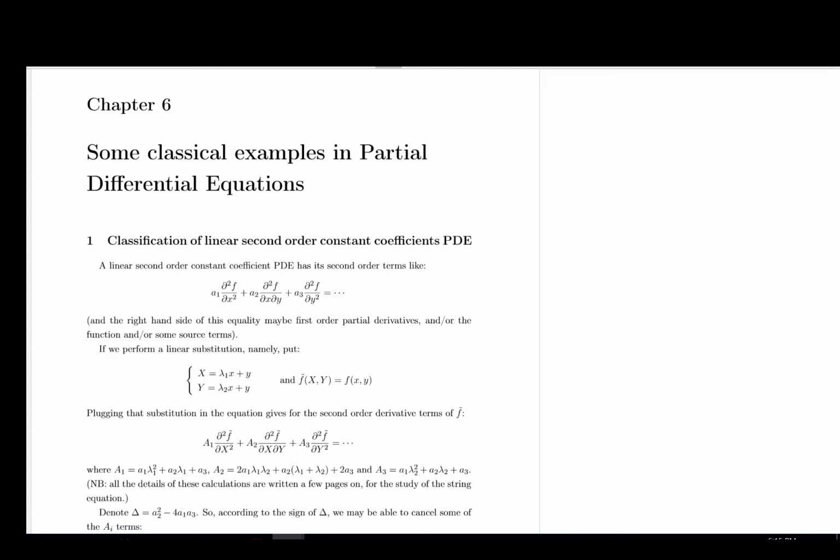So, welcome to our new and maybe last chapter. Maybe we will have time for a bit of one more just before the end of the semester. But however, this is the sixth chapter in that semester. It's some classical examples in partial differential equations. Okay, and we will do some lab next week about this.